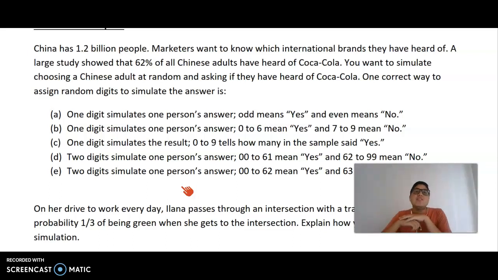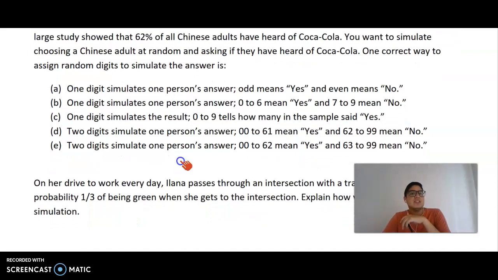Here, China has 1.2 billion people, and marketers want to know which international brands they have heard of. A large study showed that 62% of all Chinese adults have heard of Coca-Cola. You want to simulate choosing a Chinese adult at random and asking if they have heard of Coca-Cola. One correct way to assign random digits is to simulate. I believe 62% have heard. That is my claim. Now I want to see which of these situations would best model a 62% chance of this happening. Here it says one digit simulates yes, the other means no.